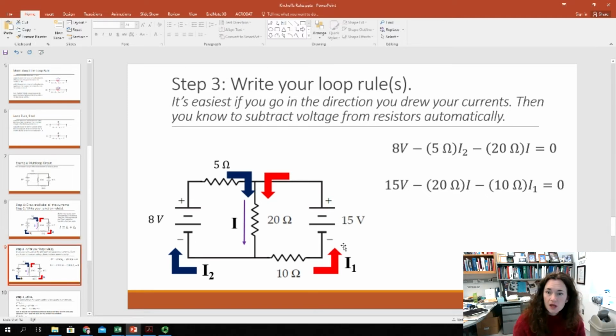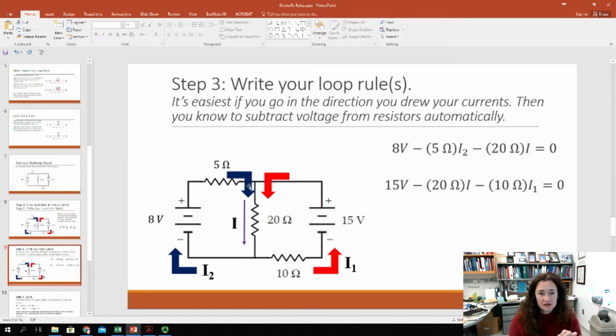All right, here we go. Loop rules. I'm going to start at my battery and go across the loop. So if I start here at my 8-volt battery, then I'm going to go in the direction that I've drawn for I2, which is clockwise. If I go clockwise across my 8-volt battery, I'm going the right way across my battery and I gain 8 volts. Now I'm going in the direction I've drawn my current, and so when I go across that 5 ohm resistor, I lose voltage. So that means it's minus 5 ohms times I2, because I2 is the current through that 5 ohm resistor.